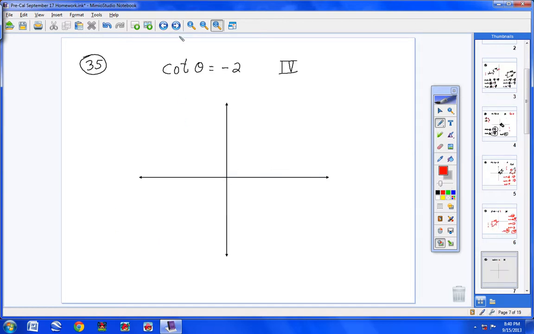Let's take a look at number 35. Now number 35, we realize that we are in quadrant 4. So I'm going to go ahead and draw my ray coming out here in quadrant 4. And now, let's go ahead and draw our triangle like we always do. So coming over, coming down, here's theta, right angle. Now, let's see what we got here. Cotangent of theta is -2. I can put -2 over 1. So cotangent of theta is -2 over 1.